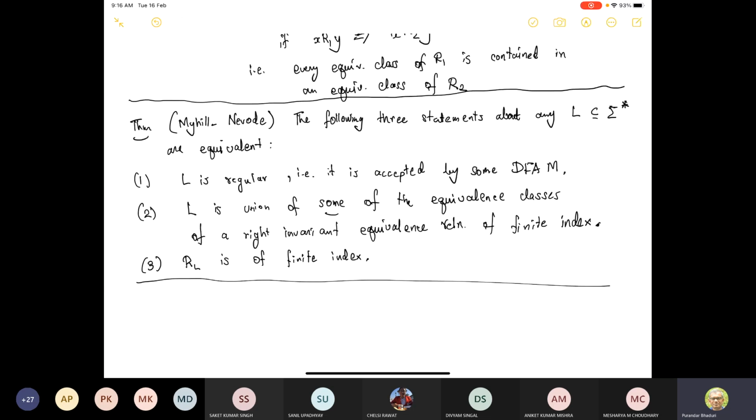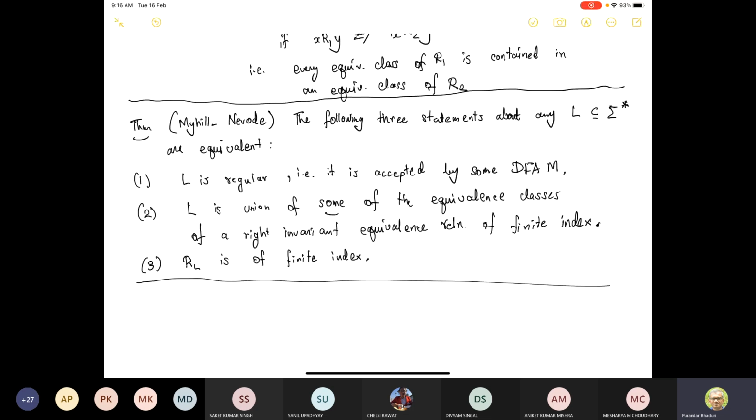So, if you think about it, just look at 1 and 3. The statement essentially says that L is regular if and only if RL is of finite index. Okay? Because all three statements are equivalent, right? So this is much stronger than the other characterizations we have, like the pumping lemma. In particular, this characterization is if and only if.